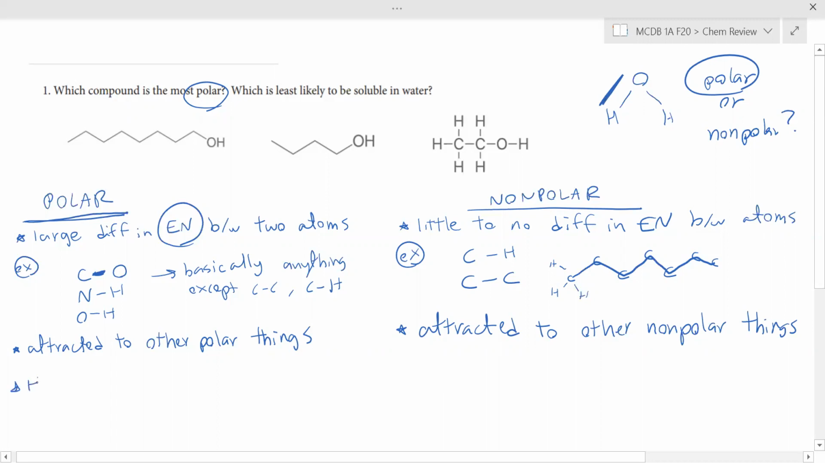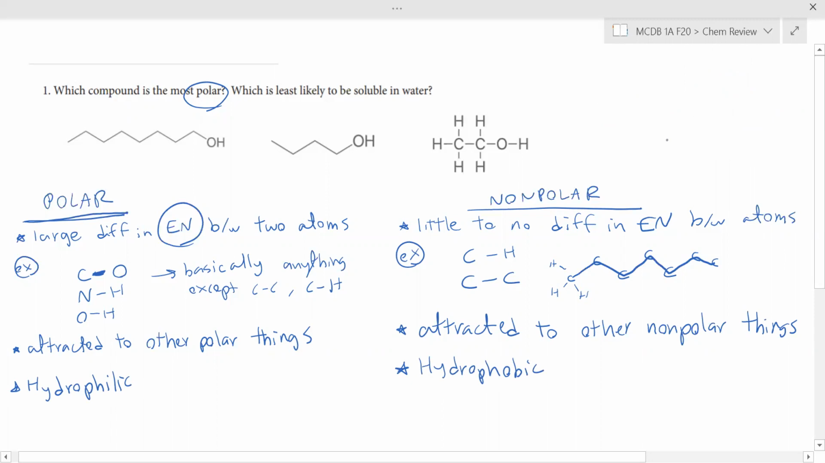So polar things are going to be attracted to water. So we're going to call them hydrophilic, right? Because they love water. On the other hand, nonpolar things are going to be repelled from water. It's like oil, they don't mix, right? So these guys are going to be hydrophobic.